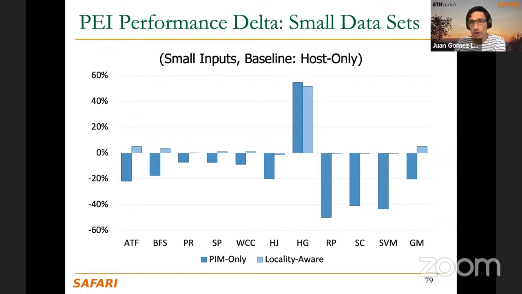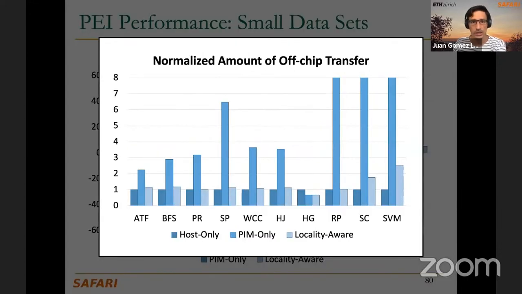But then if we take a look at the small inputs, it's what we showed already in the beginning, right? There is no benefit from PIM in all of the cases because the inputs are small and they probably fit in the cache hierarchy. That's why the locality-aware offloading is so important in these cases. And here you can see also the results for the normalized amount of off-chip transfer.